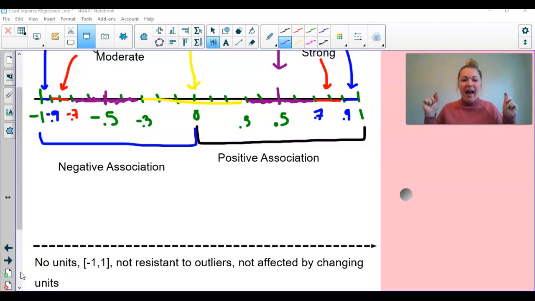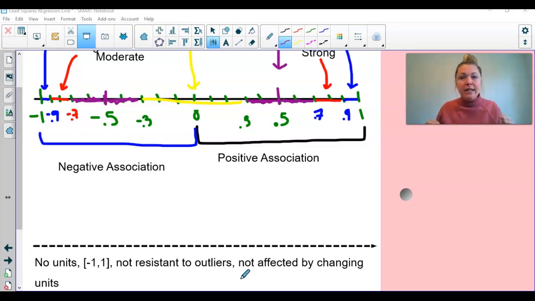learning, okay? All right, so again, like I said, there are no units on your correlation coefficient. We are going to round to 4 decimal places. It's always between -1 and 1. It is not resistant to outliers, which means it's influenced by outliers. If I have a nice thin oval, and then all of a sudden an outlier comes in, that oval's thickening. So now that's going to weaken my relationship.